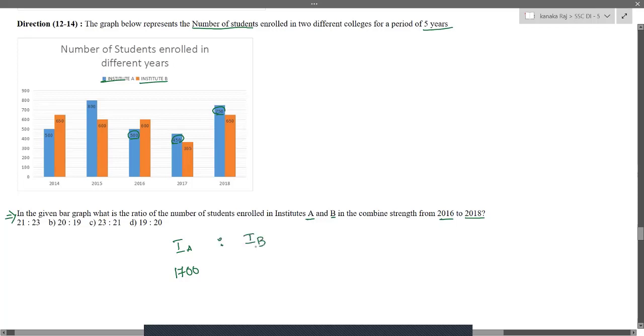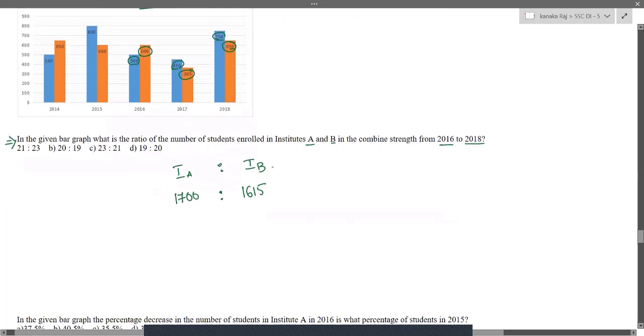Similarly, for Institute B, how many students enrolled for the same period? 600 plus 365 gives me 965. 965 plus 650 gives me how much? 1615. Now look at these two. Look at 1700 and 1615. What is the difference between these two? The difference between these two is 85.